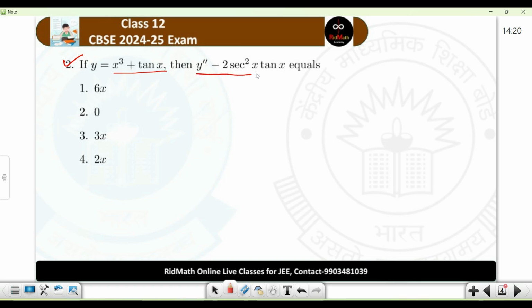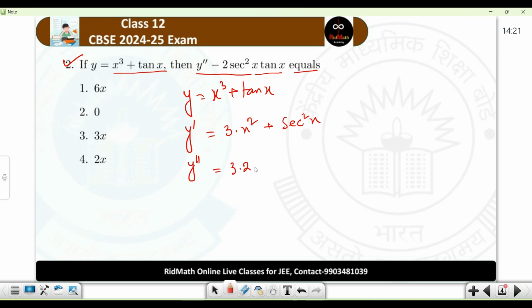Next problem, question number 2, if y equal to x cube plus tan x, then y double dash minus 2 sec square x into tan x is equal to what? So y is x cube plus tan x, so taking derivative, y dash equal to 3 into x square plus sec square x, since the derivative of tan x is sec square x. Now again taking second order derivative, 3 into 2 into x, and here using the chain rule, first the derivative of sec square x is 2 sec x, and then the derivative of sec x, that is sec x tan x.